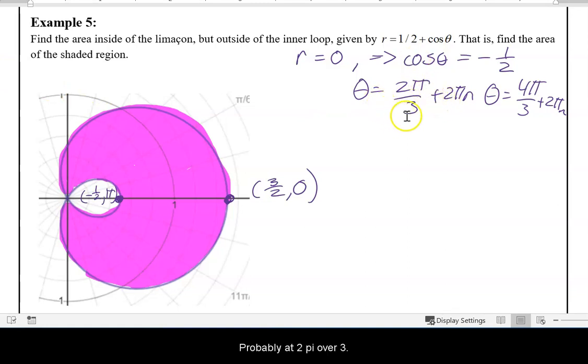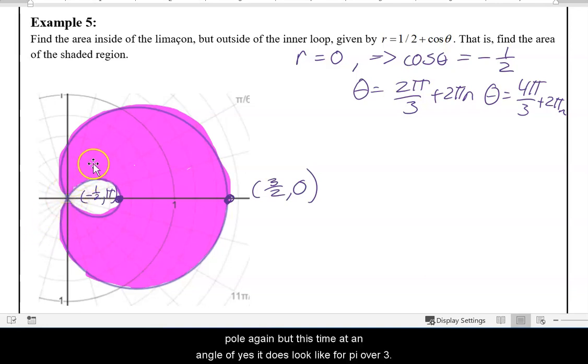When then do you think we might be getting there the very first time? Probably at 2 pi over 3. When do we get there the second time? We'll see in a moment on the graphing calculator, but probably it will start here, move around, hit the pole the first time at an angle of 2 pi over 3. Can you see that that angle there does look like 2 pi over 3? Then it comes around the inner loop, comes back around, and hits the pole again, but this time at an angle of, yes, it does look like 4 pi over 3. Then it continues and will return to where it began on the polar axis.